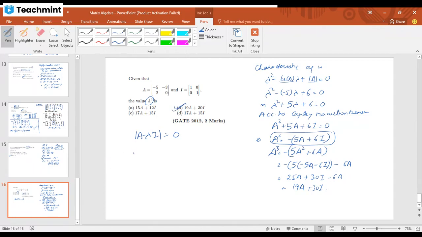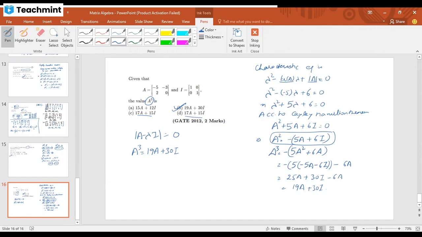What is the value of A cube? A cube is equal to 19 times A plus 30I. Otherwise, you can find out A cube directly and check its value against the options, but it is a tedious job in that case, right? Although in this case two options are the same, the correct answer is this one.